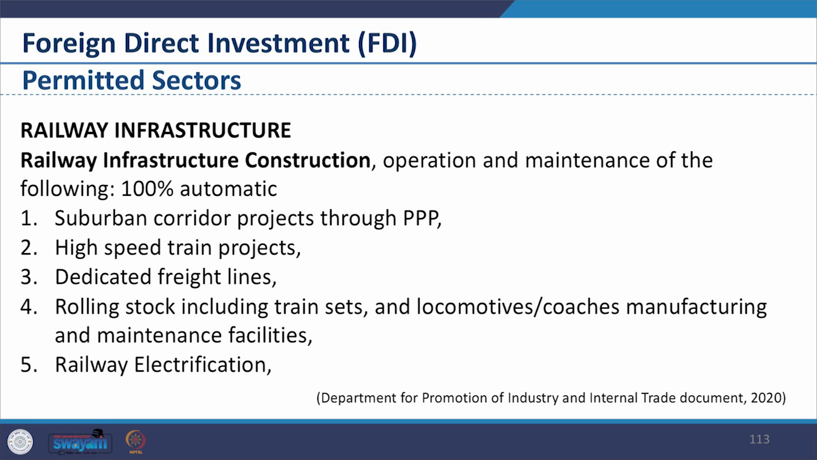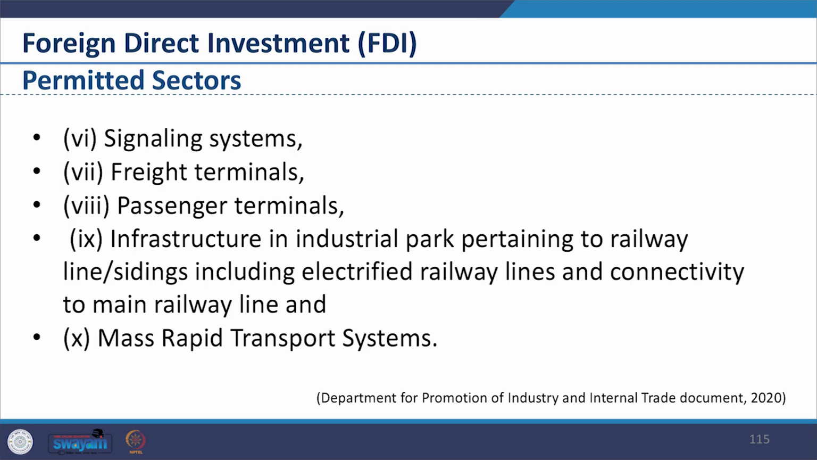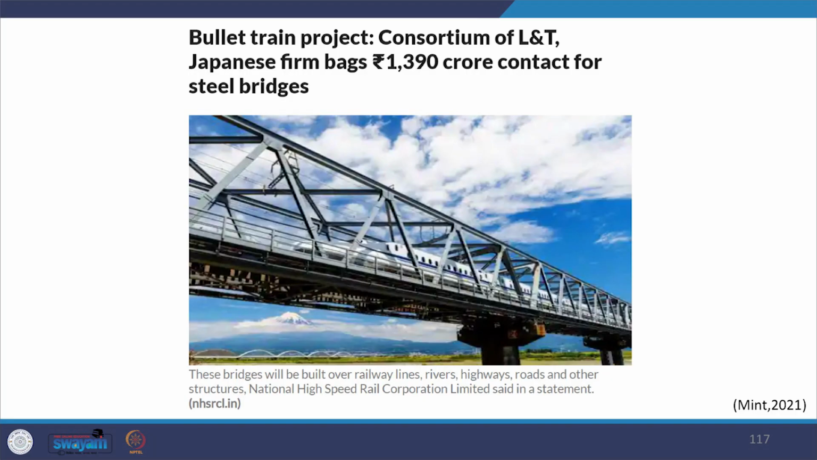Further, something of our concern would be railway infrastructure, which is again open for FDI in some of the segments. You see such as suburban corridor projects through public private partnership mode, high-speed train projects which we have been seeing, dedicated freight lines, rolling stock including train sets, locomotives and coaches, manufacturing and maintenance facilities, railway electrification, signaling systems, and so on. We can also see mass rapid transport in the list. Looking at an example, a consortium of Larsen and Toubro's L&T Construction Heavy Civil Infrastructure Business and Japan's IHI Infrastructure Systems has secured a contract to deliver 28 steel bridges for the Mumbai-Ahmedabad high-speed rail corridor in the country. So that's about how investment is also coming in the railway sector.